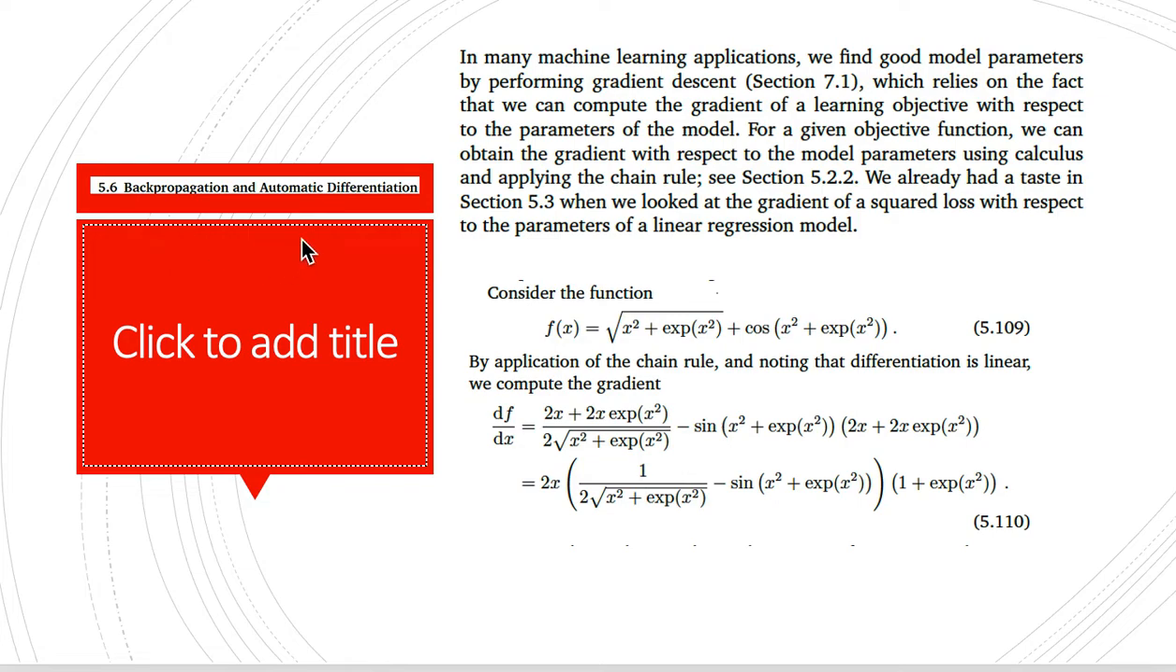And we are coming to the next part, backpropagation and automatic differentiation. In many machine learning applications, we need to find a good model parameter by performing gradient descent, which relies on the fact that we can compute the gradient of a learning objective with respect to the parameters of the model. For a given objective function, we can obtain the gradient with respect to the model parameters using calculus and applying the chain rule.